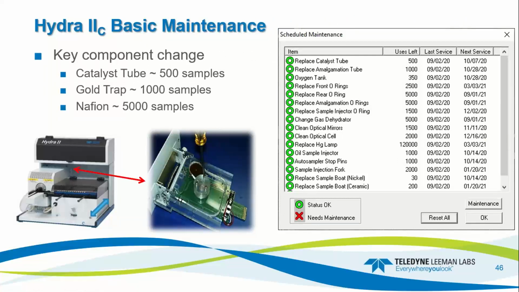For the catalyst tube, about 500 samples or greater. I've achieved as much as 1,000 samples before. It depends on your matrices. Gold trap, 1,000 samples, could be higher. And again, you're going to be running quality control samples, so you're going to know when a certain component is going to start to fail.